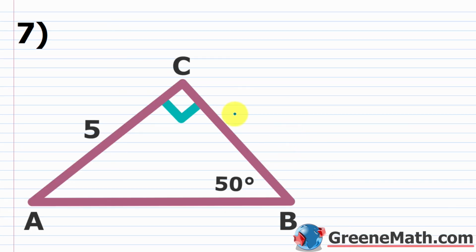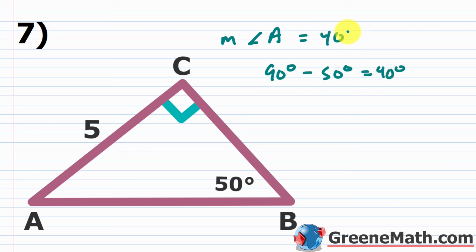So now we're trying to find these two sides here in terms of the length and the missing angle measure here. Let's start off with the measure of this angle A. So we know that the measure of angle A plus the measure of angle B is going to be 90 degrees. So this is just going to be 90 degrees minus this 50 degrees, which would be 40 degrees.